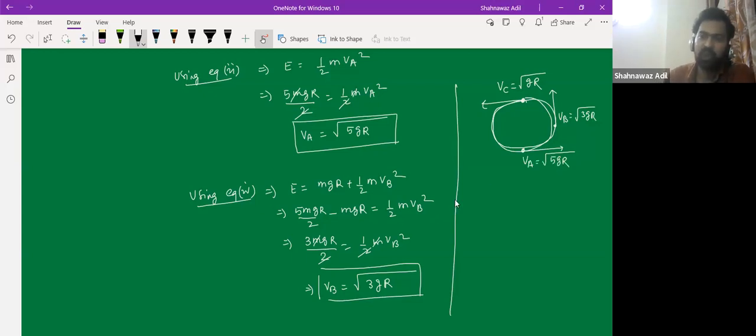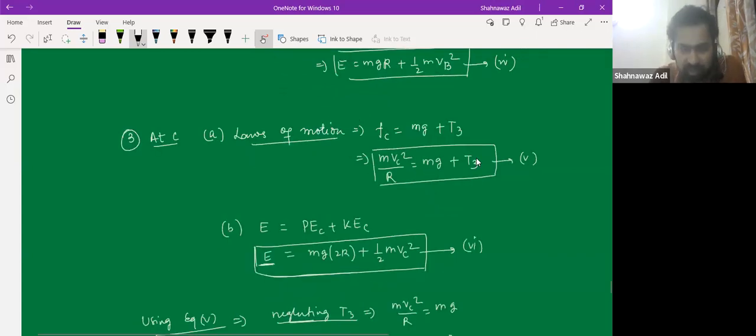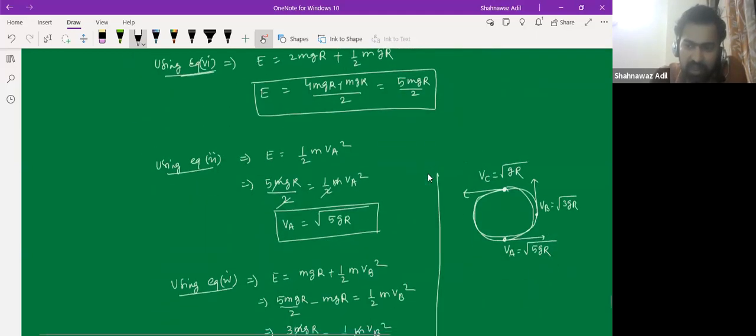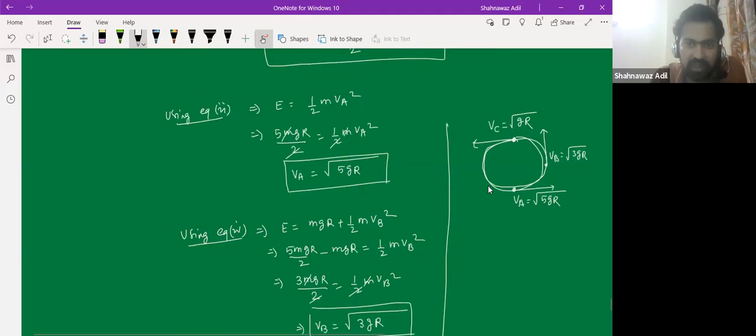Right? And this is the minimum tension that we have considered. This T3 can be anything, but we have considered that this T3 is minimum, that is 0. Then we have got these results, right? So are these things clear to everyone? Is it clear? So this is vertical circle. Is it clear, everyone?